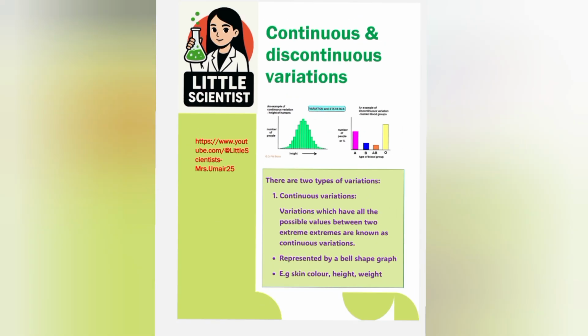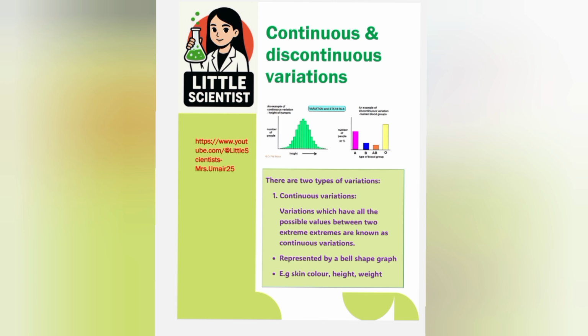Now look at the second graph. This is known as a bar graph. In the bar graph, all the bars of the graph are distinct from one another. They have no connections, or they are not continuous. So there are two types of variations, continuous variations and discontinuous variations. The first graph represents continuous variations.